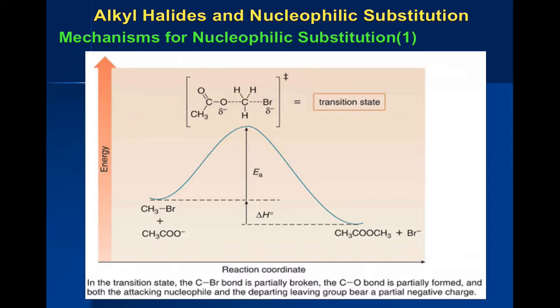Where's it going? Into the anti-bonding orbital. And as those electrons are going into the anti-bonding orbital, what does it do to the bond of the carbon halogen? It stresses it or it breaks it, right? So remember your molecular orbital diagrams?